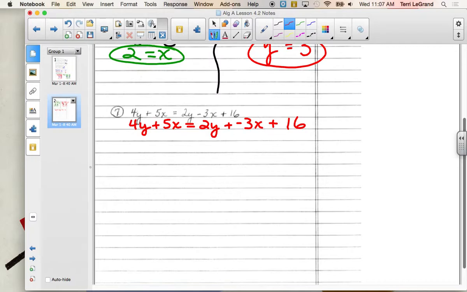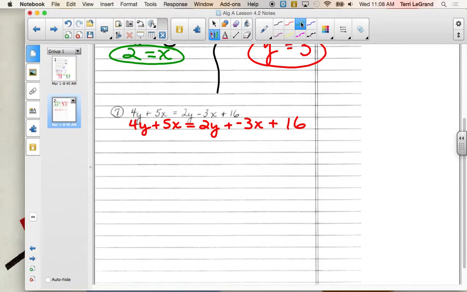And now I'm going to say, well, 4y plus 5x on that one side, they're not like terms. 2y plus negative 3x plus 16, none of those are like terms. So now I just have to start moving things, don't I? So let's get the y's and the x's together on the left side. Let's move the y's first. What would we do to move the y's? Do we add or do we subtract? We subtract 2y.